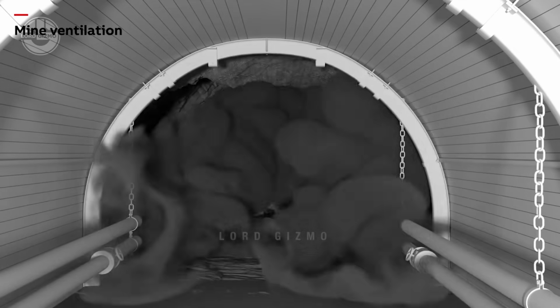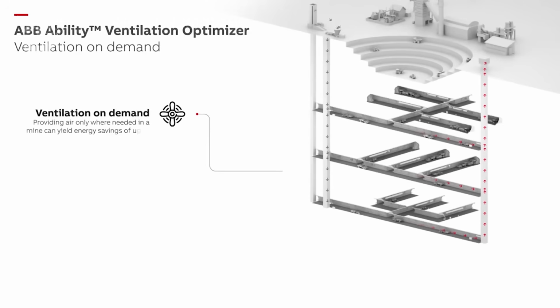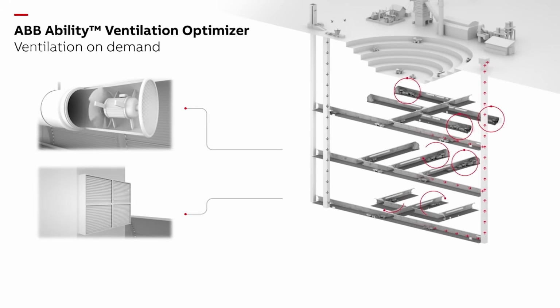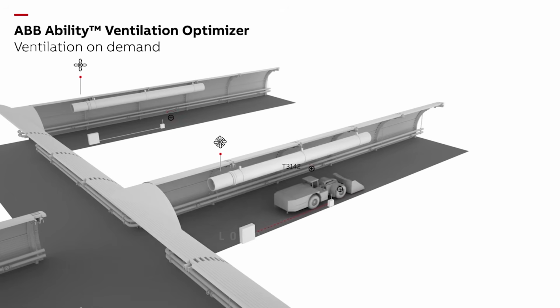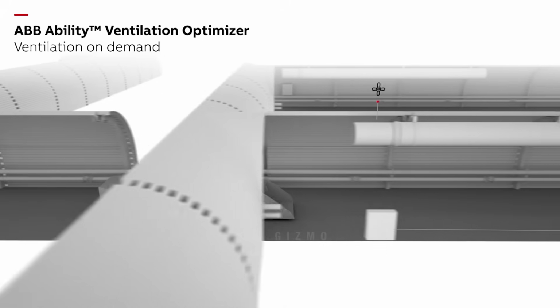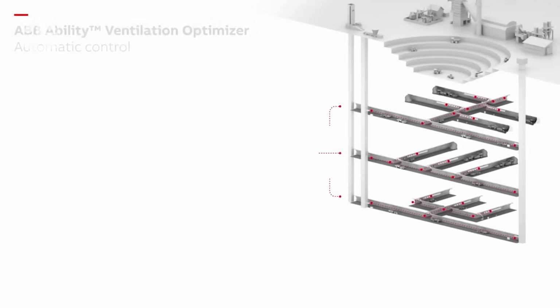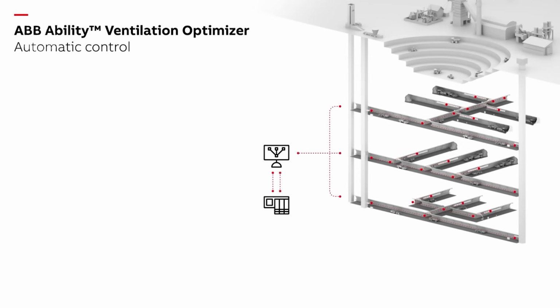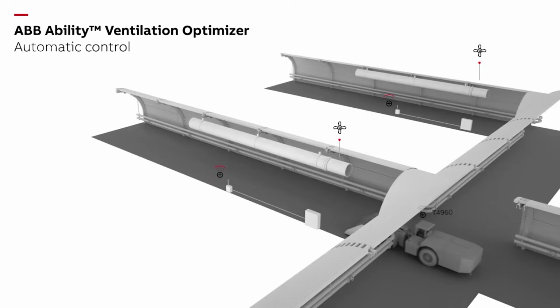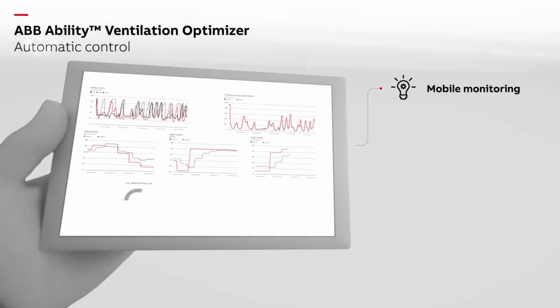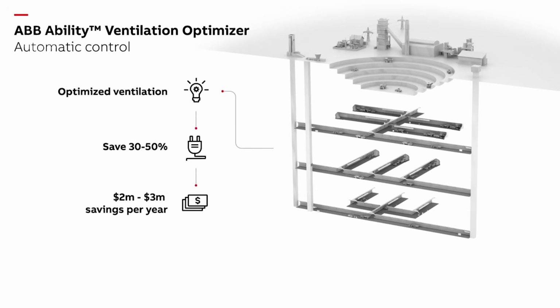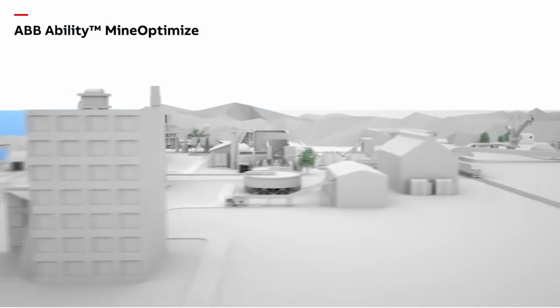These fans are designed specifically for use in harsh underground environments and can provide powerful, reliable airflow to keep the mine well ventilated. Another solution is to implement an ABB Ability Ventilation Optimizer tracking and tagging system. This system uses sensors and software to monitor and optimize airflow in the mine, providing real-time data on ventilation performance and helping to identify areas for improvement. These sensors will be placed strategically inside mining sites, along with tags or transmitters attached to mining vehicles.